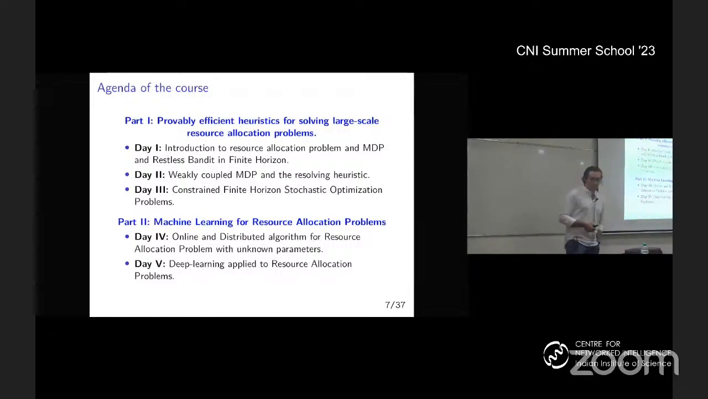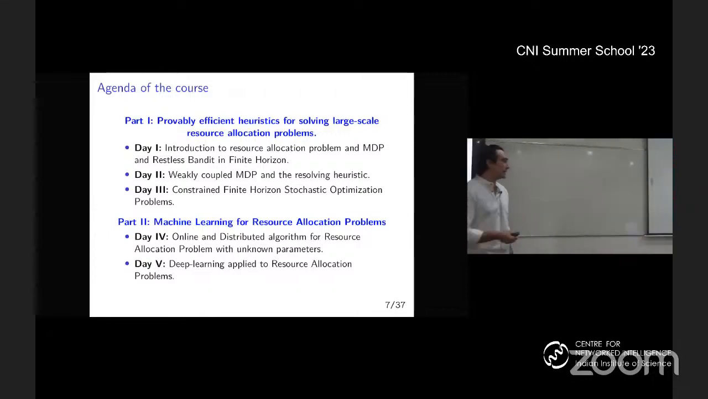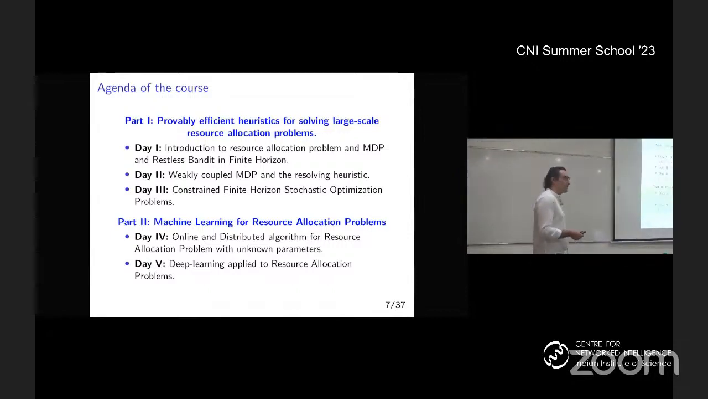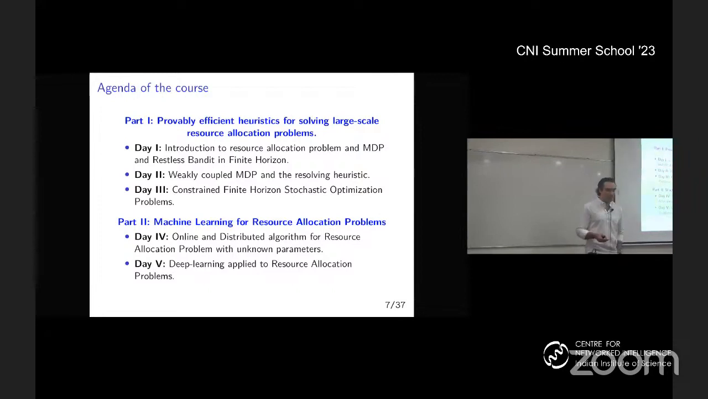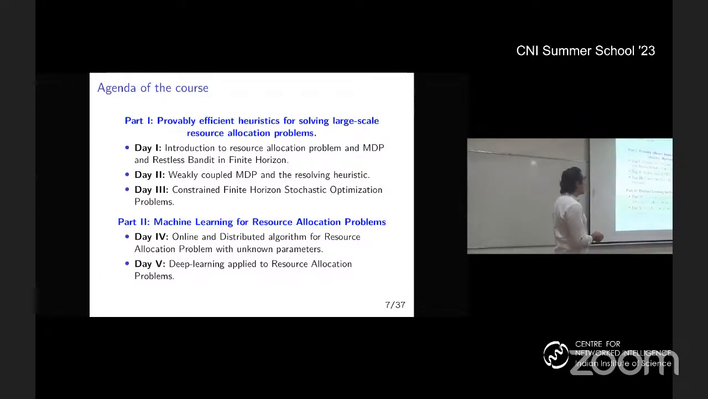And on day 5, I felt obliged, with all this hype of machine learning and so on, to talk a bit about deep learning for resource allocation, to show you basically what can be done and what cannot be expected from deep learning. Okay, so basically in the first part, you have to assume that all the parameters of the system are known, and still the problem is really hard. And in the second part, parameters are not known, and we try, in some sense, to be able to deal with it.